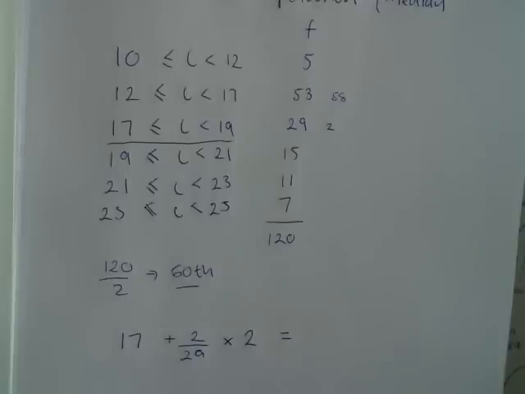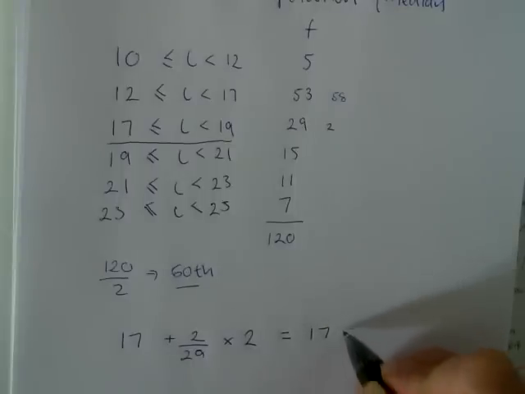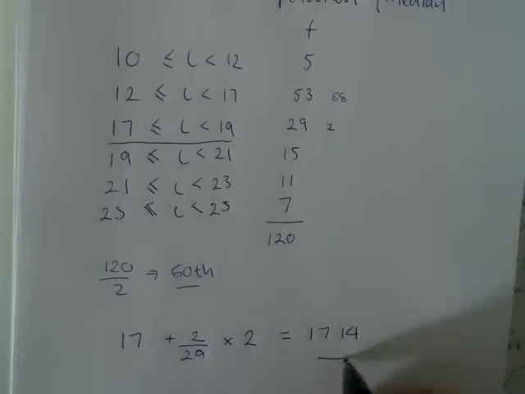times the width. So let's do that again actually. So it's 4 over 29, 4 divided by 29 equals, and plus 17. So I come up with an answer of 17.14. And that's linear interpolation to find the median.